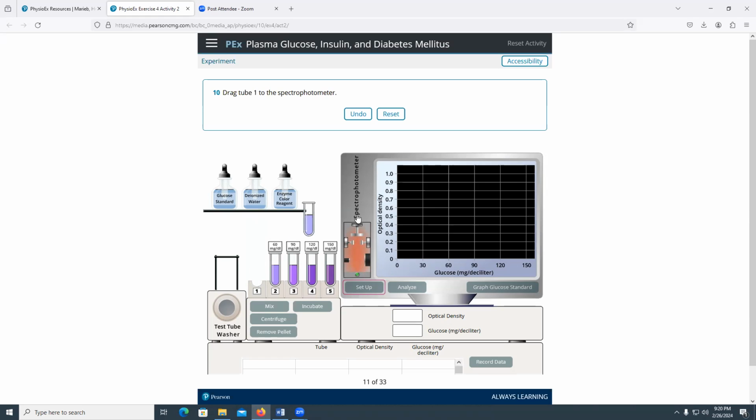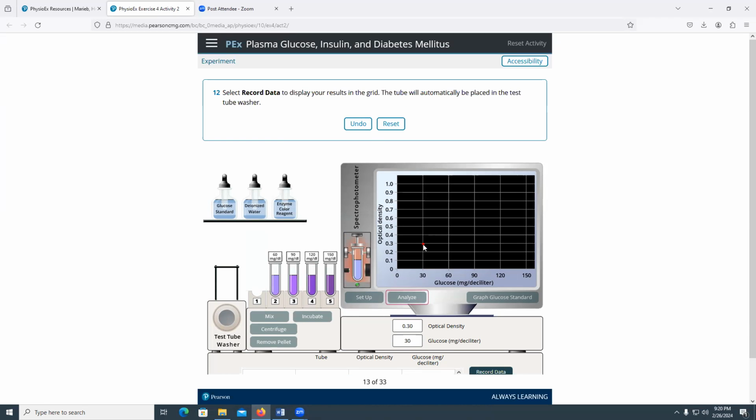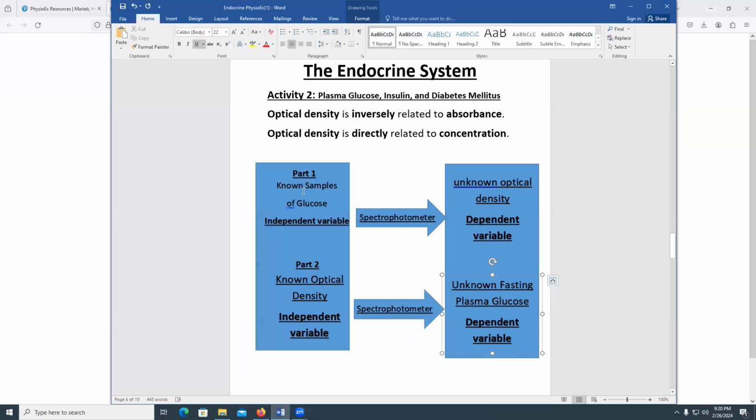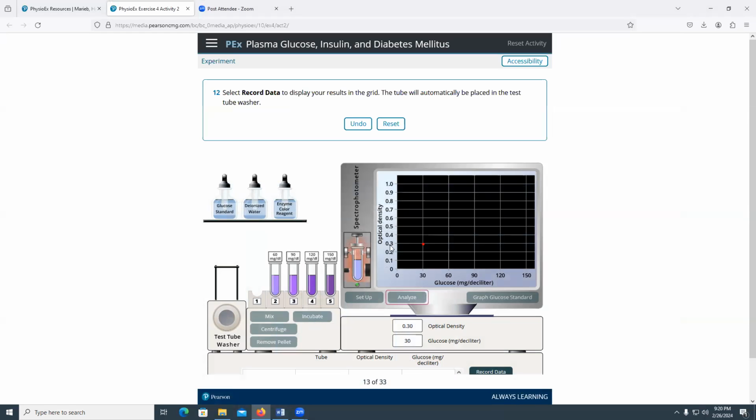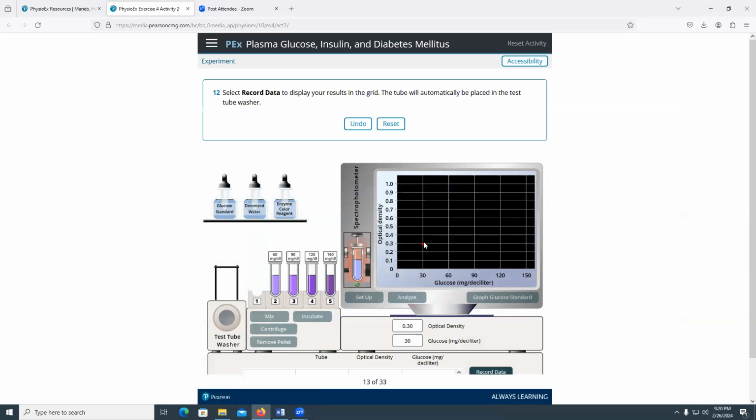Spectrophotometer is ready. So let's drag tube 1. We put it in there. We have dragged tube 1, and then we press analyze. So everything was analyzed. And then that point is the beginning of my curve. So now I knew that I had 30 milligrams per deciliter of glucose in test tube number 1. You see, there are known samples of glucose, but unknown optical density. But now it is no longer unknown because it turned out to be 0.3. So now I've learned, I didn't know how much optical density was 30 milligrams per deciliter, but now I found out.